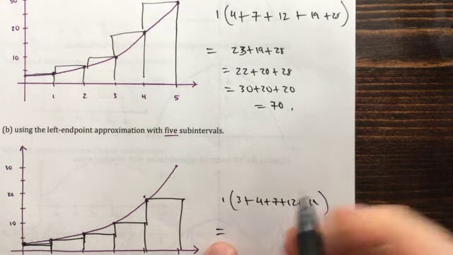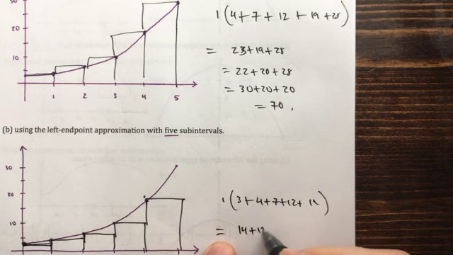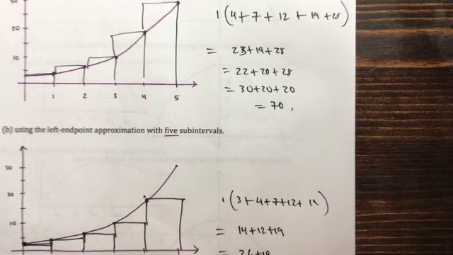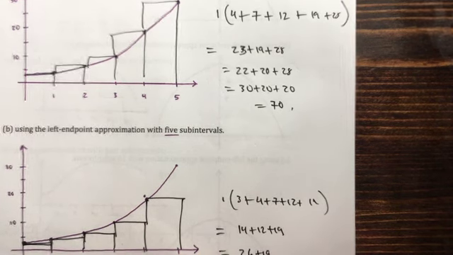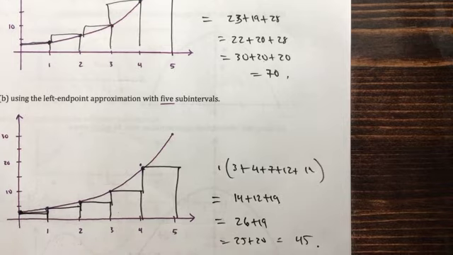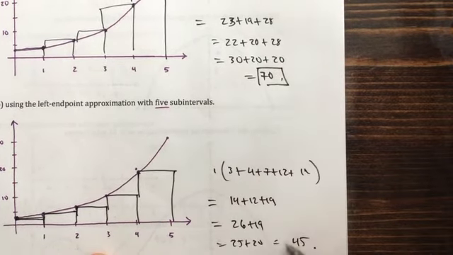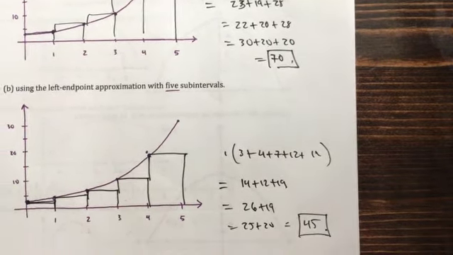So that should be 14 plus 12 plus 19, which is 26 plus 19, which is 25 plus 20, which is 45. So you can see there's a huge difference between the over approximation and the under approximation.